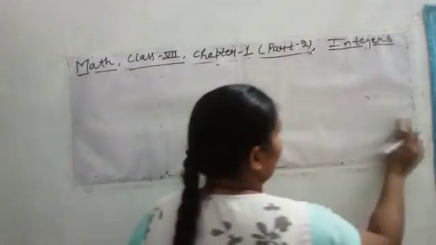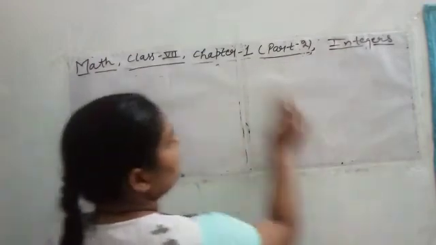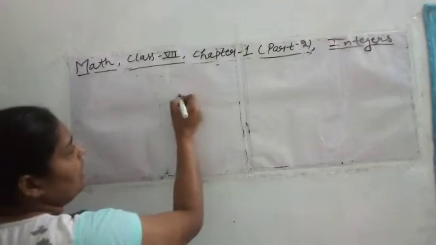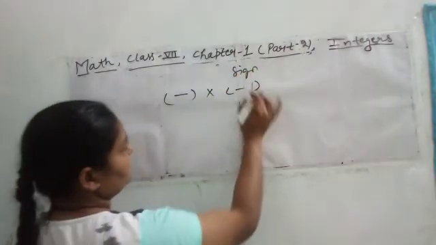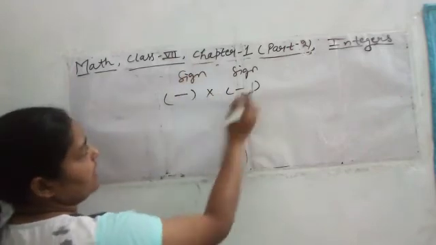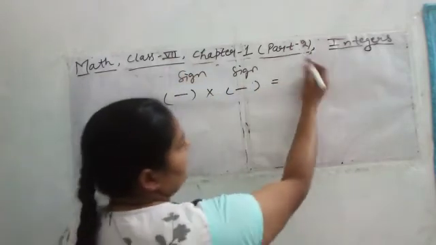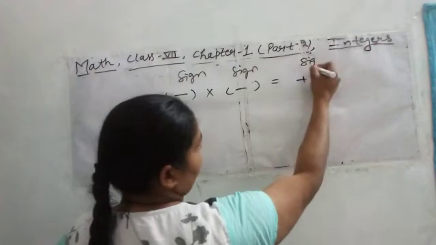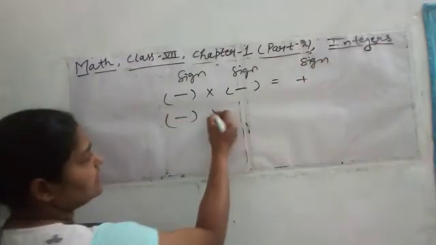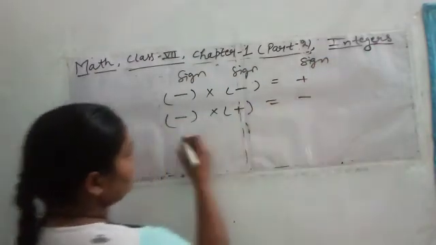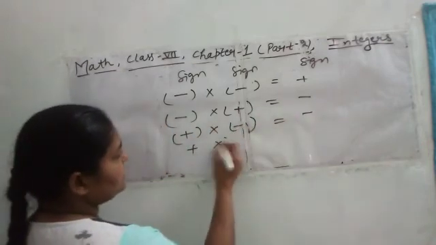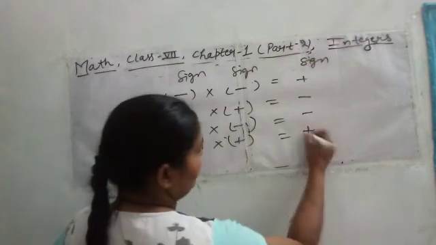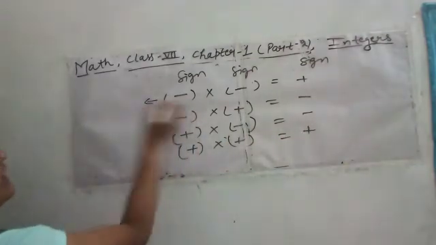Likewise, there are some rules for multiplication, so that you can easily multiply the integers. Minus and plus, these are signs. If we multiply minus and minus, then we will get a plus sign. If we multiply minus and plus, we get minus; plus and minus, minus; minus and minus, plus; plus and plus, plus. I am giving you an example.